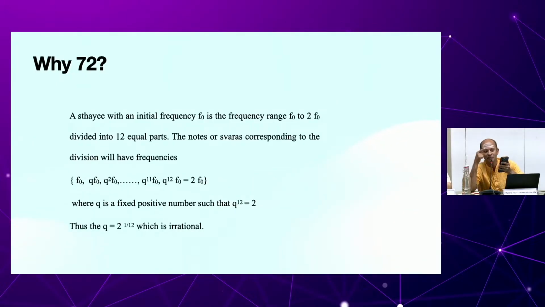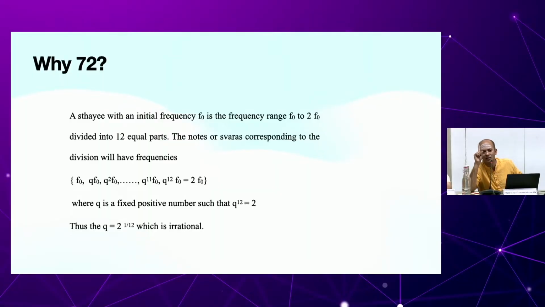Yes, so these frequencies, starting with F0, and it so happens that Re1 will have exactly the value QF0, and Re2 will have exactly Q square F0, and so on. And when you hit the upper Sa, Sa, Pa, Sa, it will have 2 F0. So Q to the power 12 will be equal to 2, and Q will be equal to 2 to the power 1 by 12, which is an irrational number.